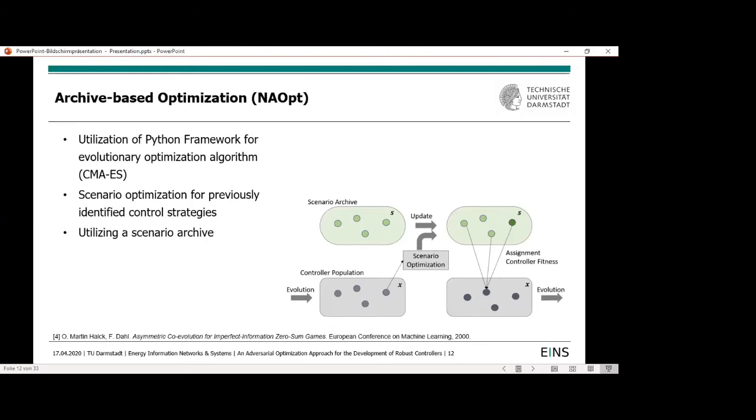To update the scenario archive in each iteration step, for the current best control strategy in the controller population, a complete scenario optimization is done. Then using this scenario optimization, the scenario archive is updated. And this process is iterated over the whole optimization run.